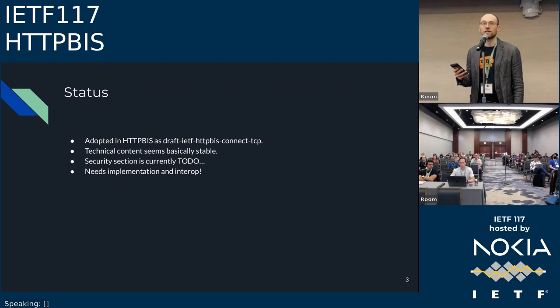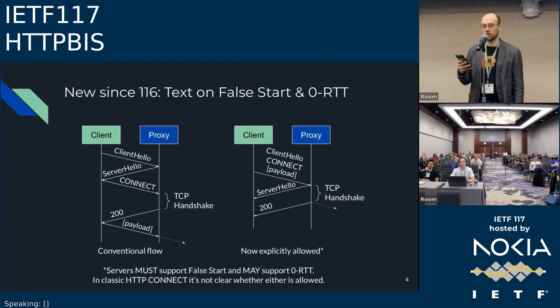So this draft is very simple. And I think it's pretty stable and close to done. There's a little bit more text needed, like a security section, and it would be really great to get some implementation experience, but it's really a very simple idea. The one interesting change since adoption, since the last time we talked about it, is new text about false start and zero RTT, which were requested by Tommy Polly, I believe.